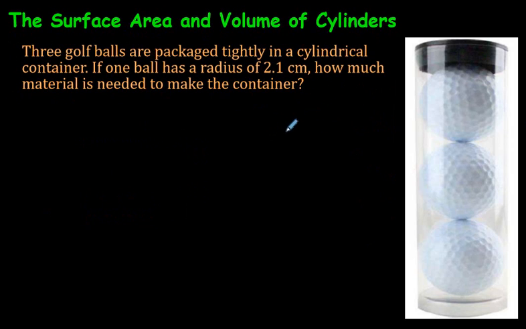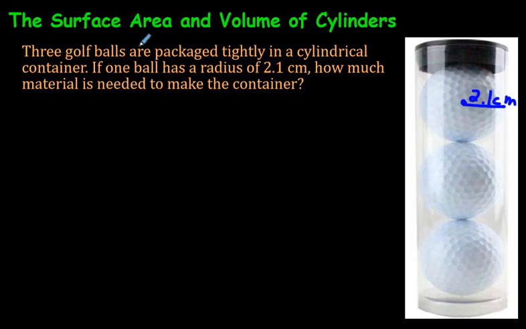Here we have one more question, and I believe this is the last question from our list of questions today. Sometimes there's word problems like this. It says 3 golf balls are packed tightly into a cylindrical container. If one ball has a radius of 2.1 centimeters, so a radius means the distance from here, the inside of the ball, all the way to the outside, and we'll assume it touches the packaging. It comes to the end and touches this plastic packaging. That's 2.1 centimeters. Okay? How much material is needed to make this container?